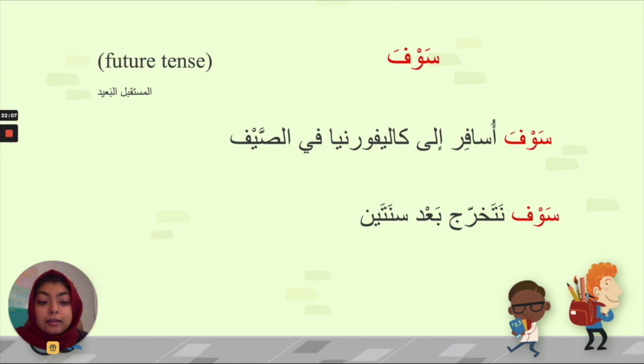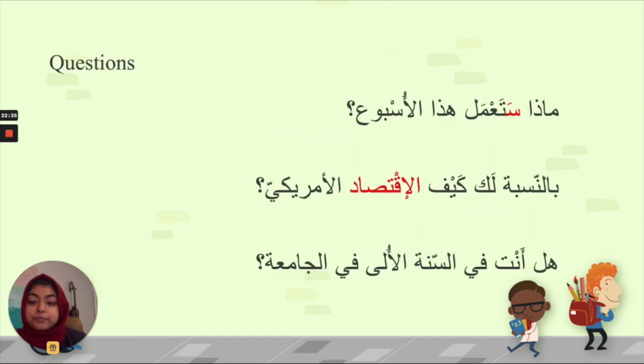سوف نتخرج بعد سنتين. So we'll graduate after 2 years. So think of المستقبل القريب, سوف المستقبل البعيد. So for the future tense that's about to happen, that's closer in the future, versus the future that's farther in the future. Okay, so sa and sofa. So now we can use this with any of the verbs that we've done.